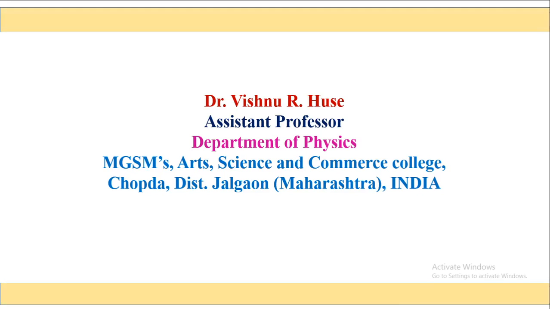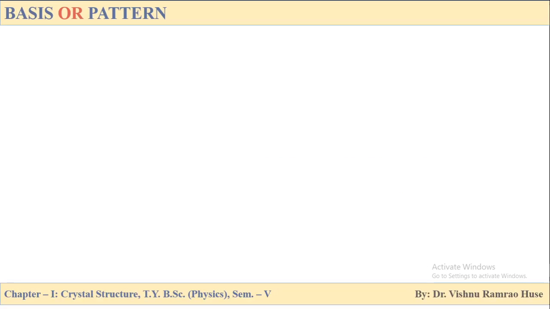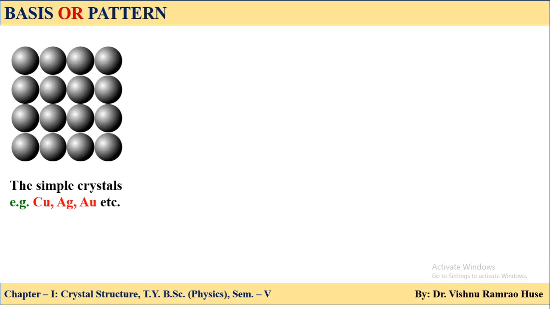Hello friends, in this lecture we are going to learn about basis or pattern. Now it has been observed that some of the crystals are made up of same atoms of same elements. For example, copper, silver, gold, etc.